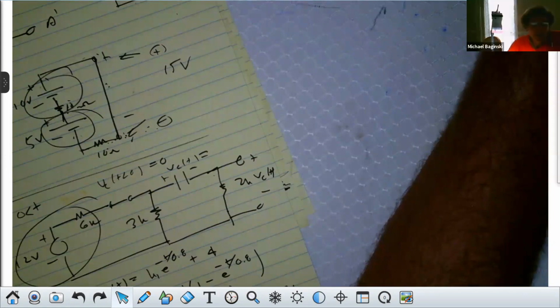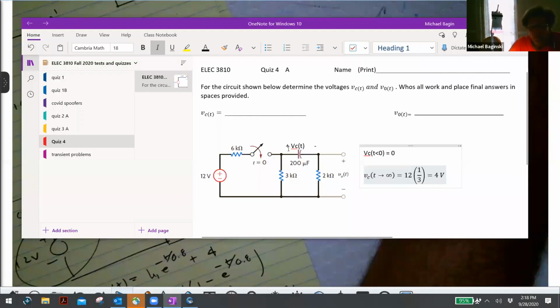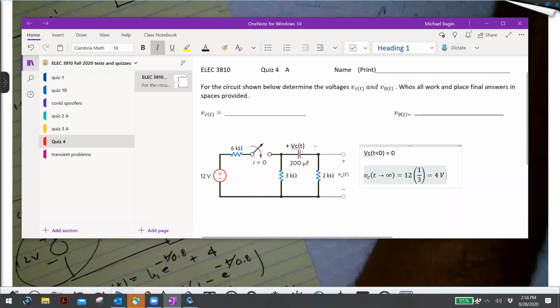Oh, now let me tell you this. When you're doing these problems, it pays dividends. Just replace the device with the actual equivalent. So if it's an inductor, a short circuit at t equal infinity. If it's a capacitor, an open. And then you can't go wrong, because in an open circuit, no current can flow. Yeah. That's it.